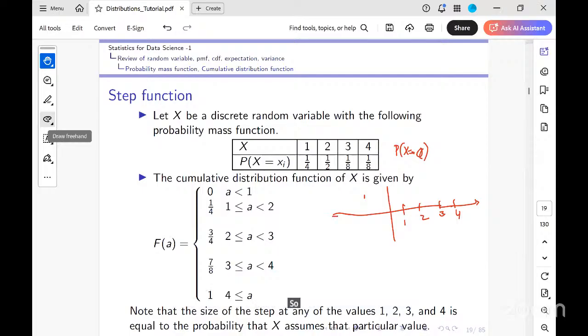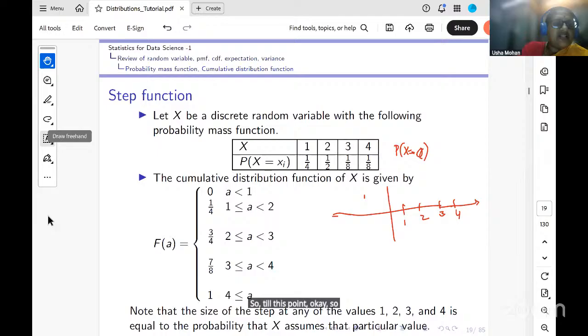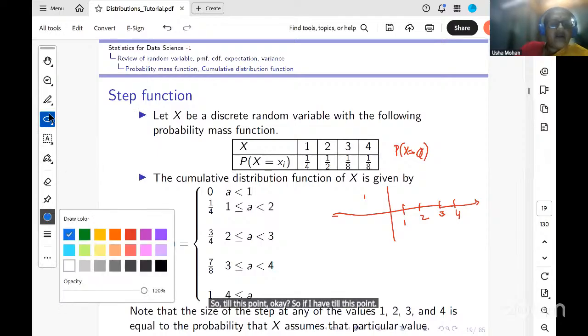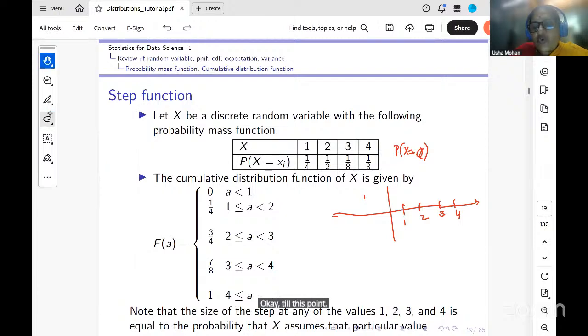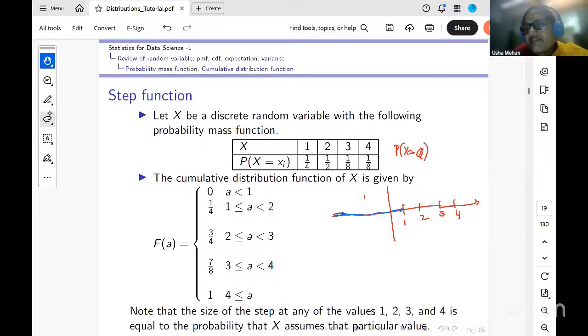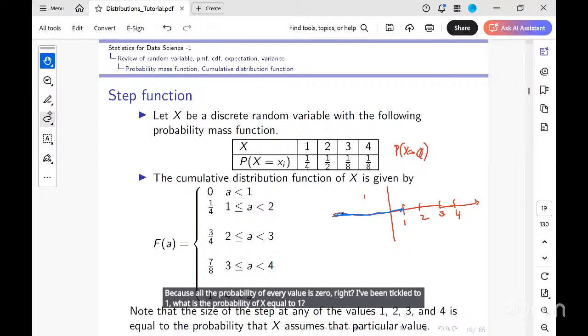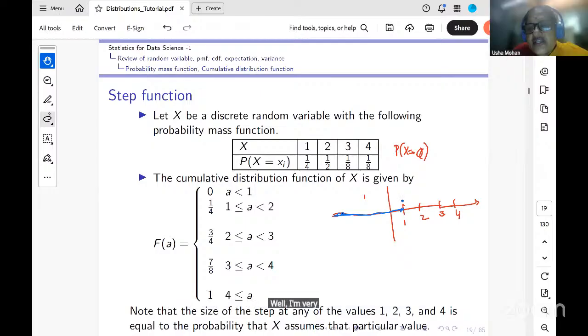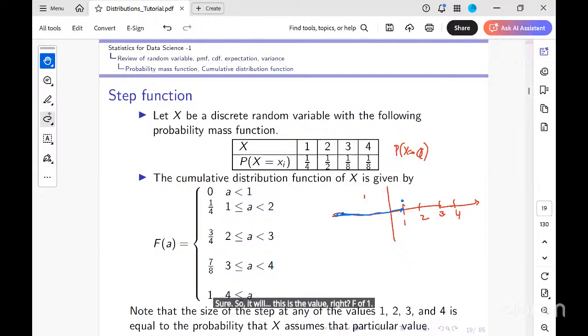So till this point, x equal to 1, what would be the value of all the points? This is going to be 0. If I keep adding them, because cumulatively it adds up all the probabilities till this point, till this point I'm going to get only 0, because the probability of every value is 0, right? At x equal to 1, what is the probability of x equal to 1? 1 by 4. So this is the value, right? F of 1 is going to be 1 by 4.